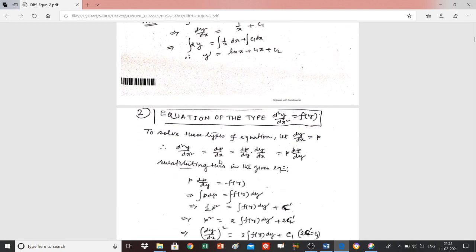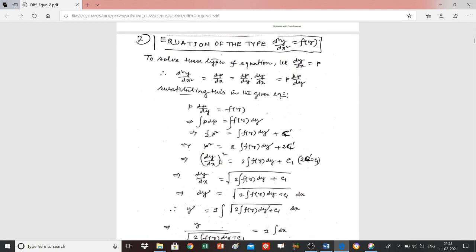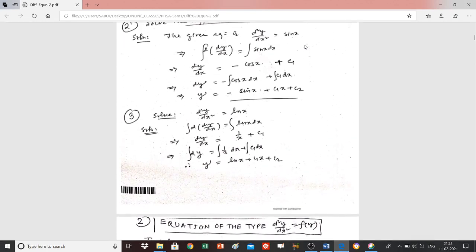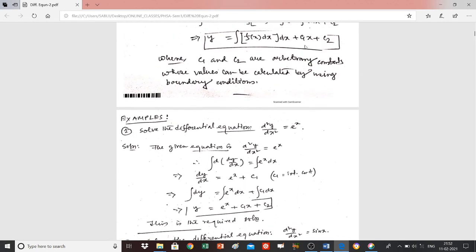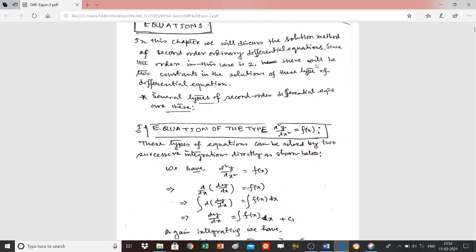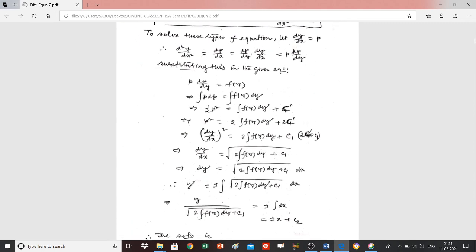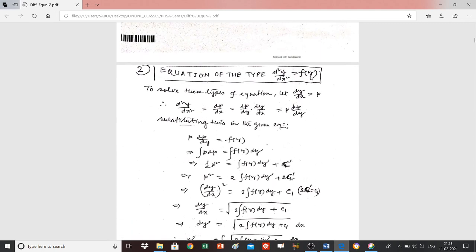Now we are here to solve the second kind of equations, of the type d2y by dx square is equal to f of y. The right hand side is again a function of y. In the first case, what was the form of this kind of equation? The first case was d2y by dx square is equal to f of x, a function of x. But in the second kind of equation, d2y by dx square is equal to f, a function of y. Be careful, this is another form. So how to solve this equation?